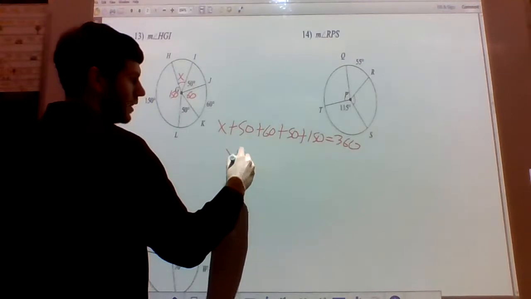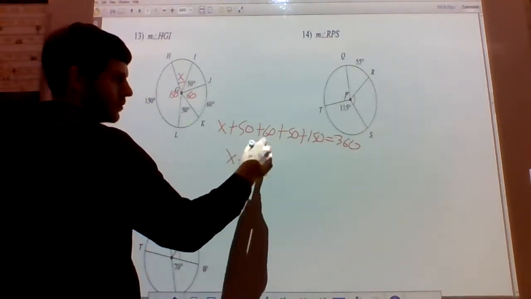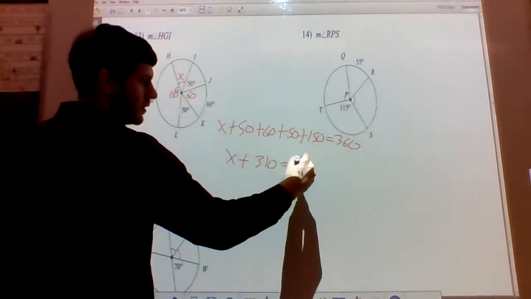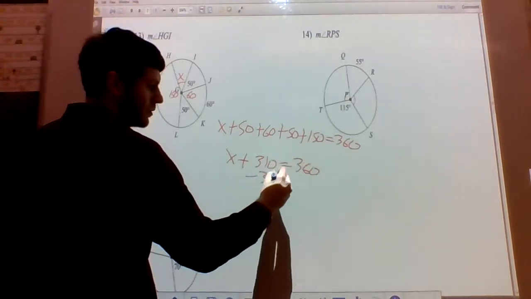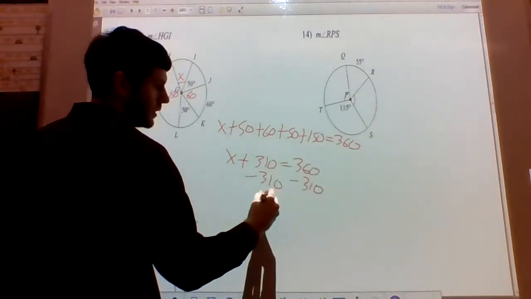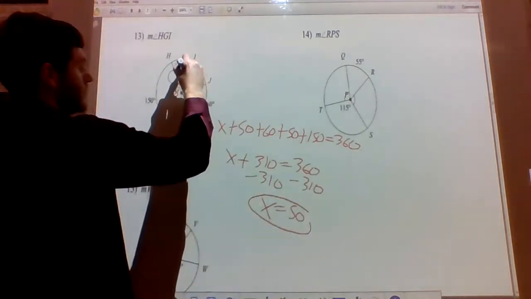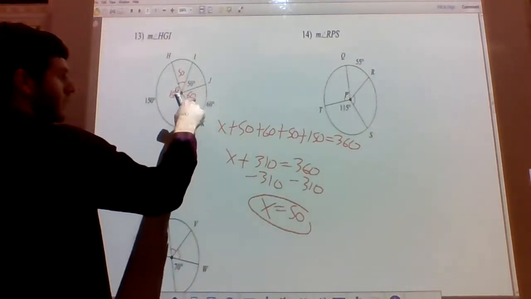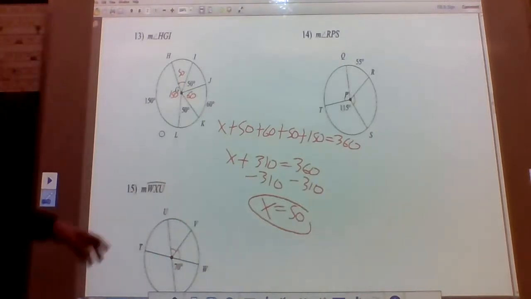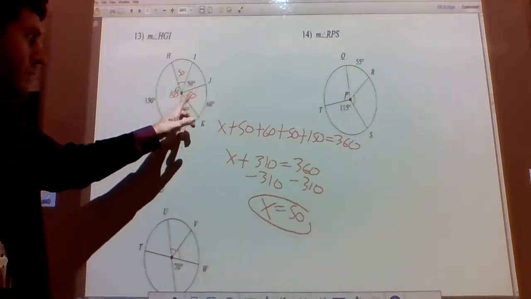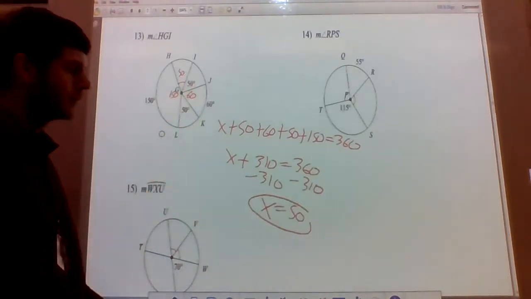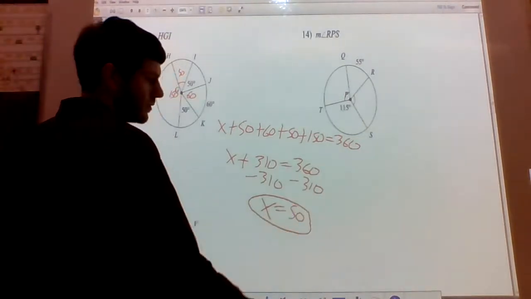So X plus 310 is going to equal 360. We subtract 310. We get X equals 50. So it's going to be 50 degrees. If they wanted the larger angle HGI, then it would simply be 310. 50 plus 60 plus 50 plus 150 would be 310.